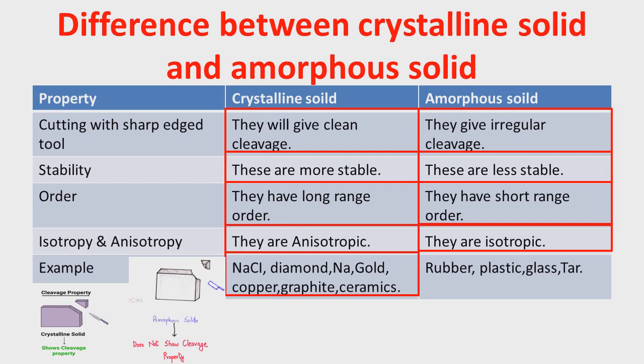The examples of crystalline solids are sodium chloride, diamond, sodium, gold, copper, graphite and ceramic, in which the constituent particles are arranged in a definite pattern, in a regular pattern, and therefore they may be called crystalline solids. Amorphous solids are those like rubber, plastic, glass and tar, where the constituent particles are not arranged in a regular or definite pattern, and therefore these are the examples of amorphous solids.